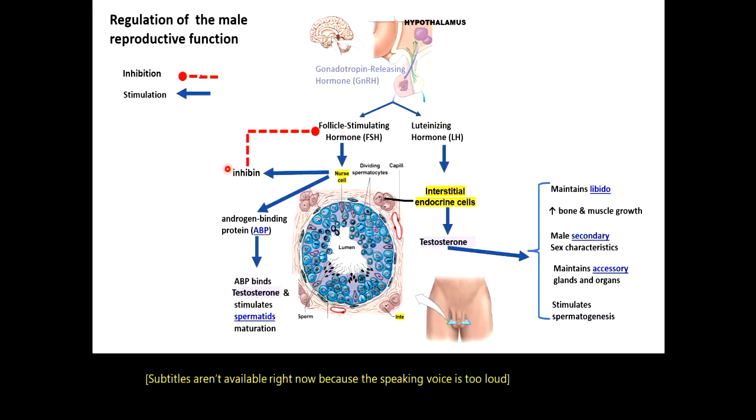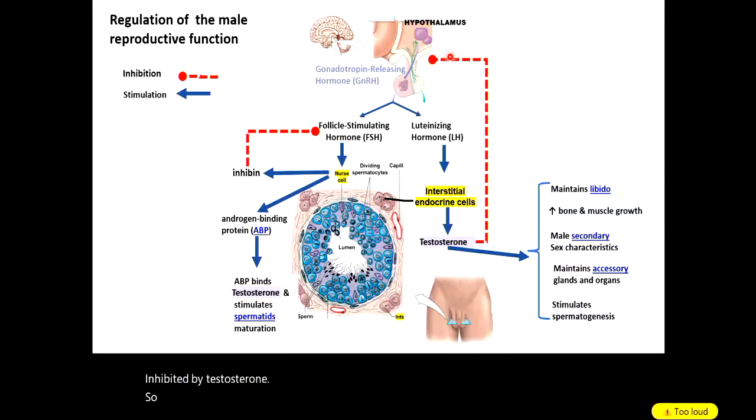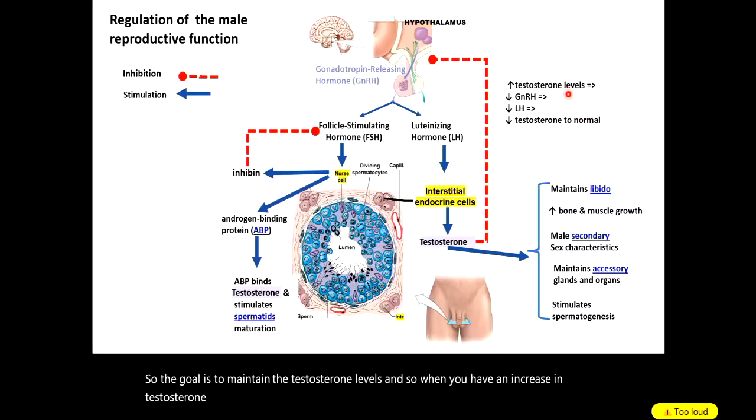So it's not only inhibin which has this negative feedback effect, but so does testosterone, which is going to block the release of GnRH. So gonadotropin releasing hormone is going to be inhibited by testosterone. The goal is to maintain the testosterone levels, so when you have an increase in testosterone levels, it will block the release of GnRH. If you don't have GnRH, you will not have luteinizing hormone to act on the interstitial endocrine cells to produce more testosterone, and so testosterone levels are maintained.